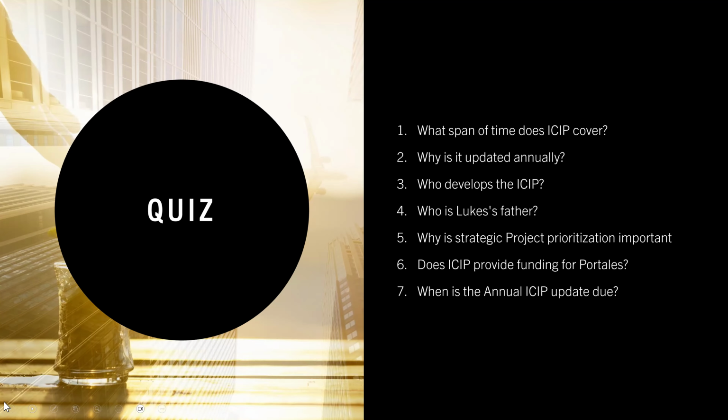All right. Who develops the ICIP? Todd, you're out of this one. The city does. Todd, in your case, the school does. All right. Number 4. Who's Luke's father? Darth Vader. Okay.